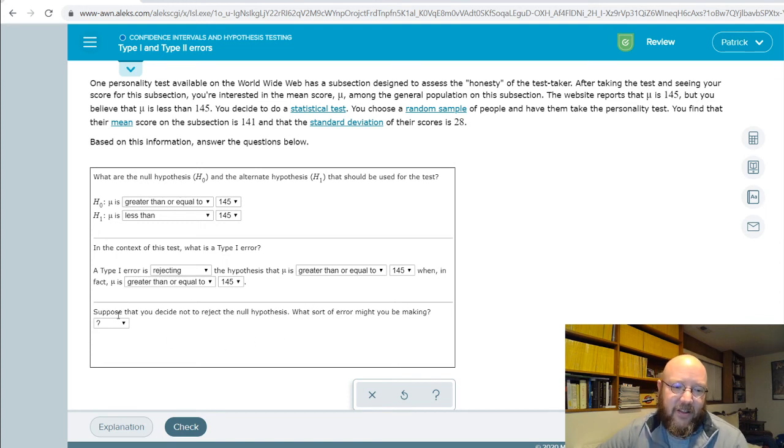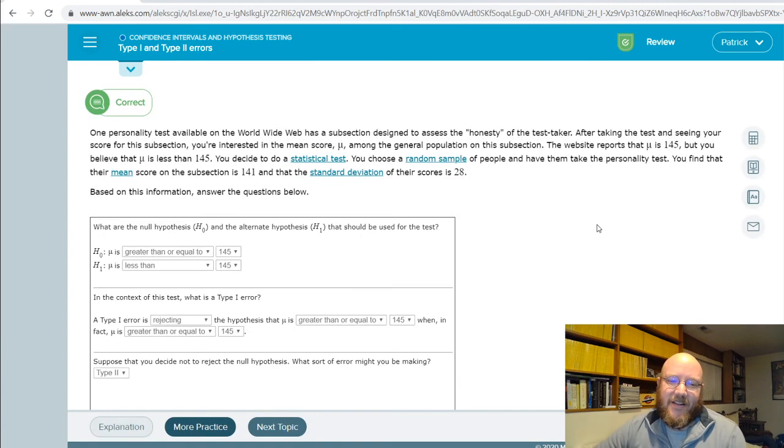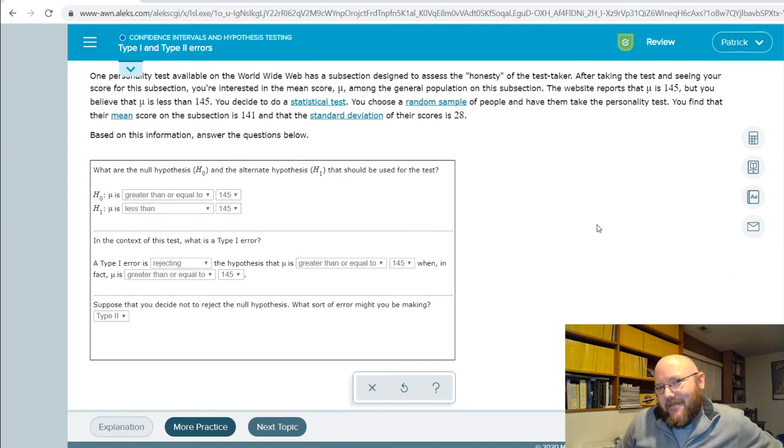Okay. And then finally, suppose that you decide not to reject the null hypothesis. Well, whenever I fail to reject the null hypothesis, I always have the possibility of telling you that you don't have cancer, but you actually do. Okay, so that's a type two error, okay? There we go. Okay, I hope that's clear as mud. All right, so these are tricky. You have to read them very, very carefully.